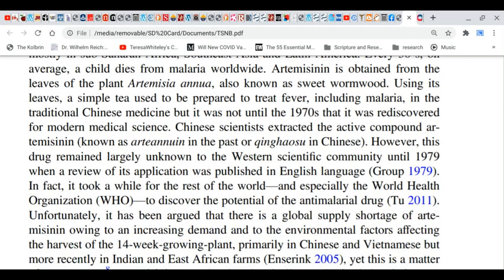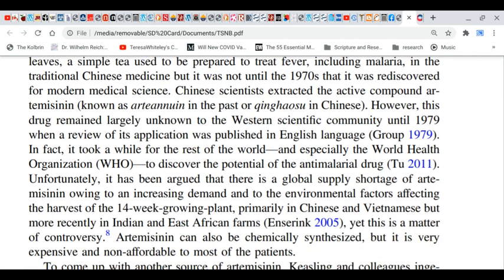Chinese scientists extracted an active compound of artemisinin known as, again, I'm just going to say QHS, in the past, or Qinghaosu in Chinese. However, this drug remained largely unknown in the Western scientific community until 1979, when a review of its application was published in the English language. In fact, it took a while for the rest of the world, and especially the World Health Organization, to discover the potential of the antimalarial drug.